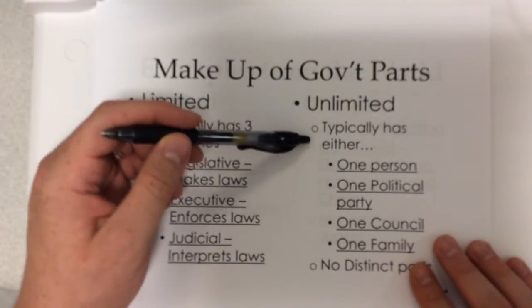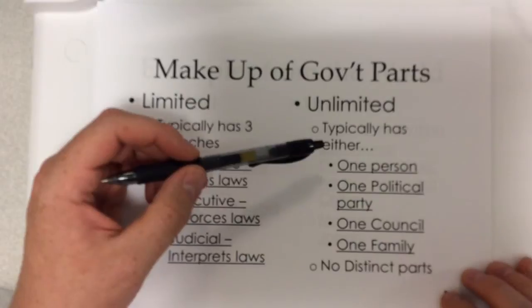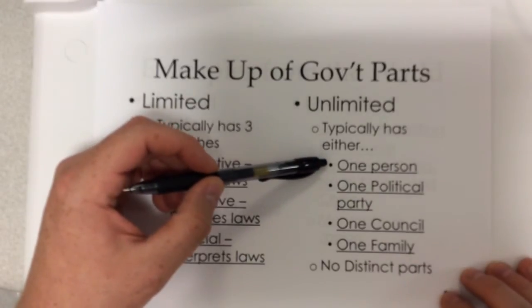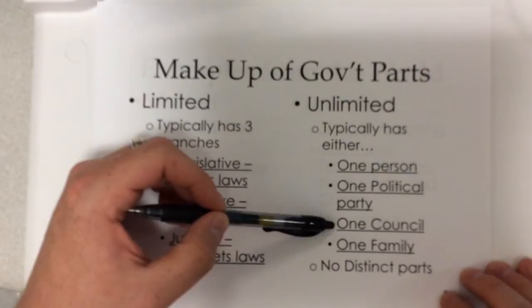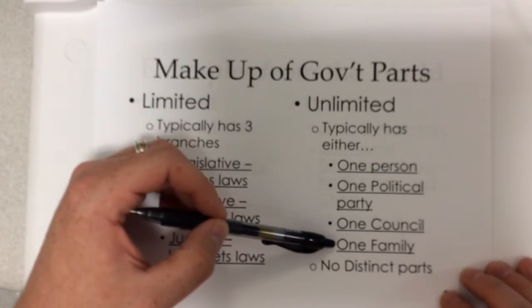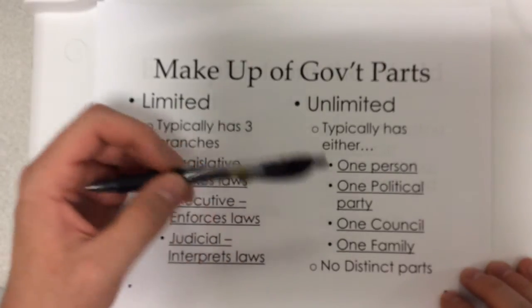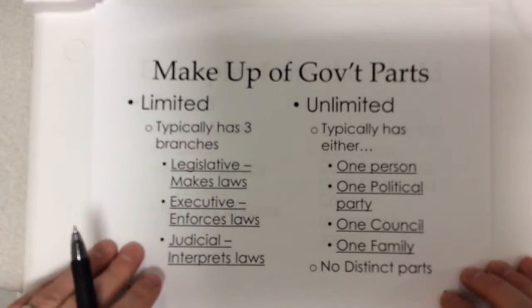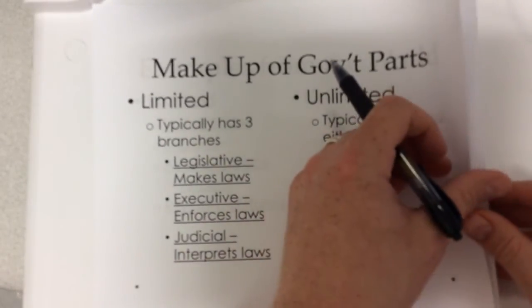Under unlimited, they typically have about 3 or 4 different ways that they can do stuff. We have one person makes all the decisions and you like it or leave it. We have a political party that makes all the decisions. It's kind of like the Communist Party in Russia during the Cold War. A council where one group of people have a say, or a family like they have in a monarchy. So these groups have total control and people kind of follow directions. There's no distinct parts because nobody's going to really give up too much power when they have it.